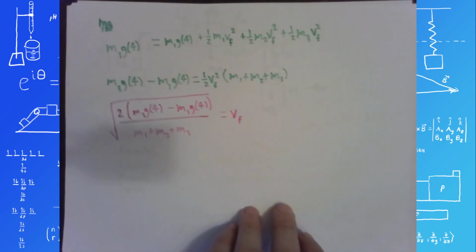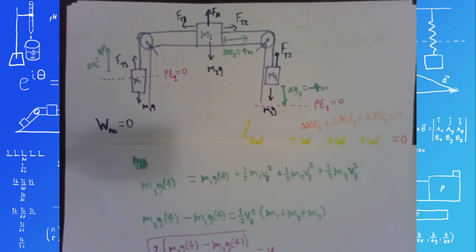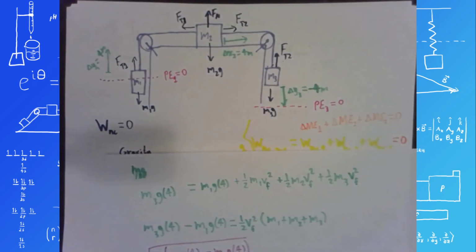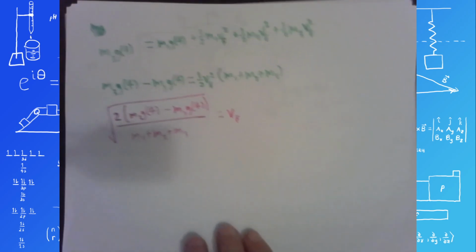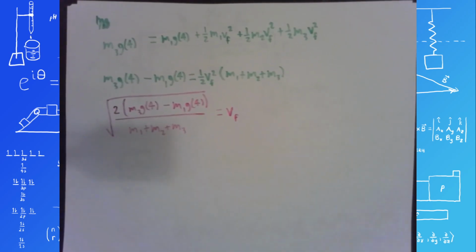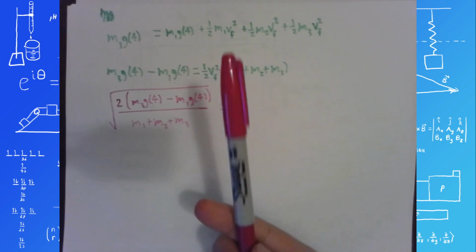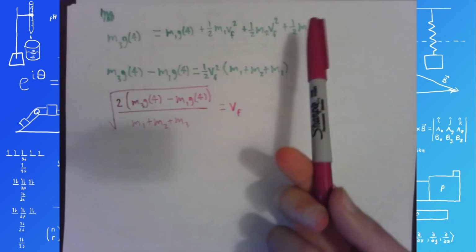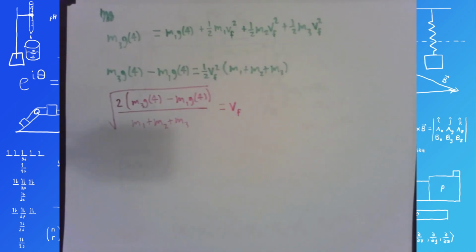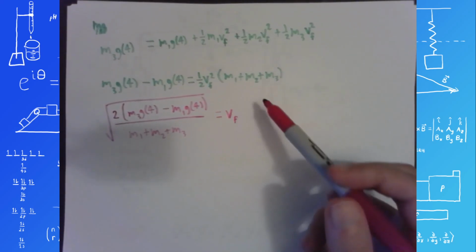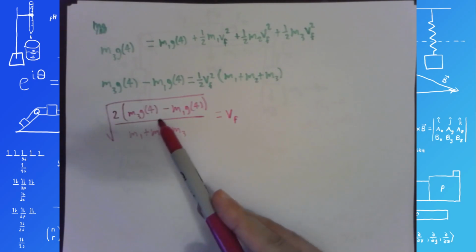For direction, I guess it depends on which block we're talking about. For block 3, direction is down. For block 2, direction is right. For block 1, direction is up. But the magnitude is the same for all 3 of them. So yeah, this is what I was talking about earlier. I could have plugged in numbers as early as over here. But if you hold off on plugging in your numbers, then you can get some sort of expression like this.